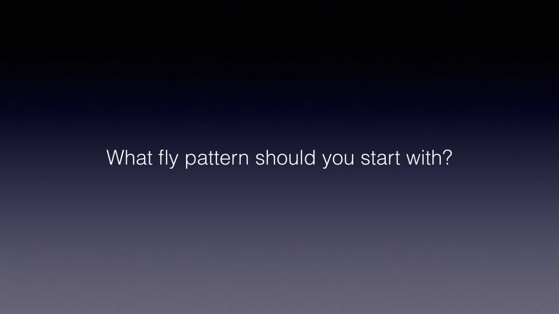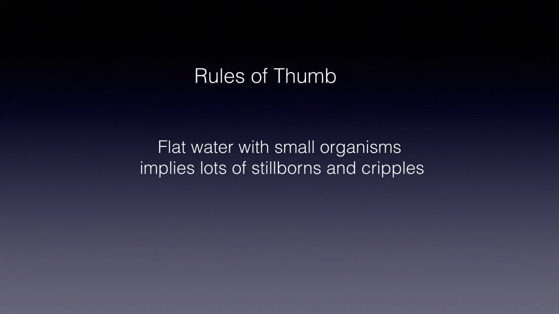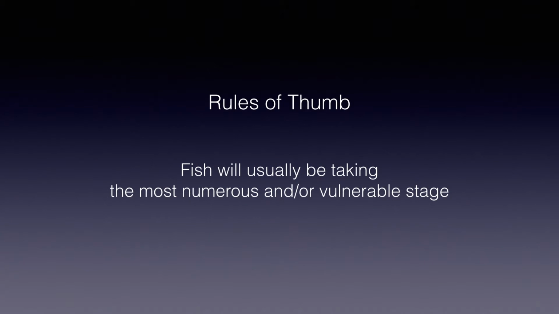Let's see how some of our familiar rules of thumb may apply to midge hatches and whether they can help us choose the proper fly. The most recognizable hatches will be on quiet water, and midges, of course, are small. They, like blue-winged olives, may have trouble breaking through the surface tension, so there will often be many stillborns and cripples when fishing flat water. What stage or stages are the most numerous and vulnerable?